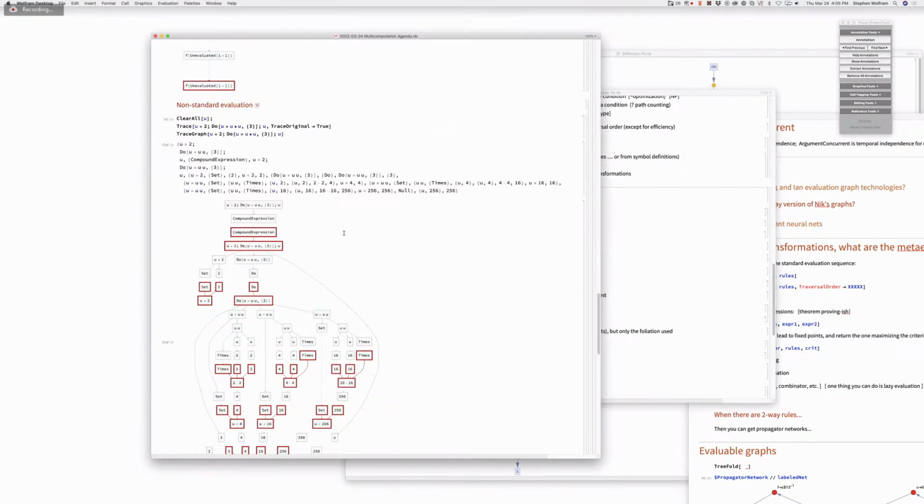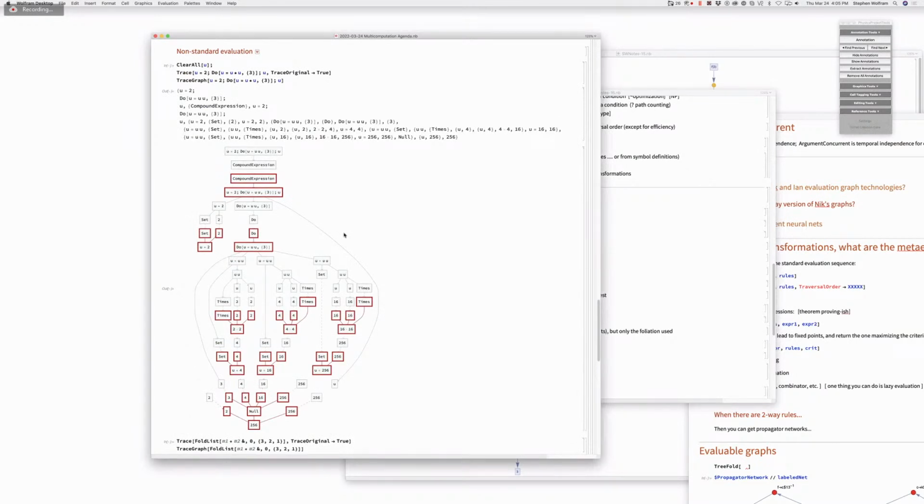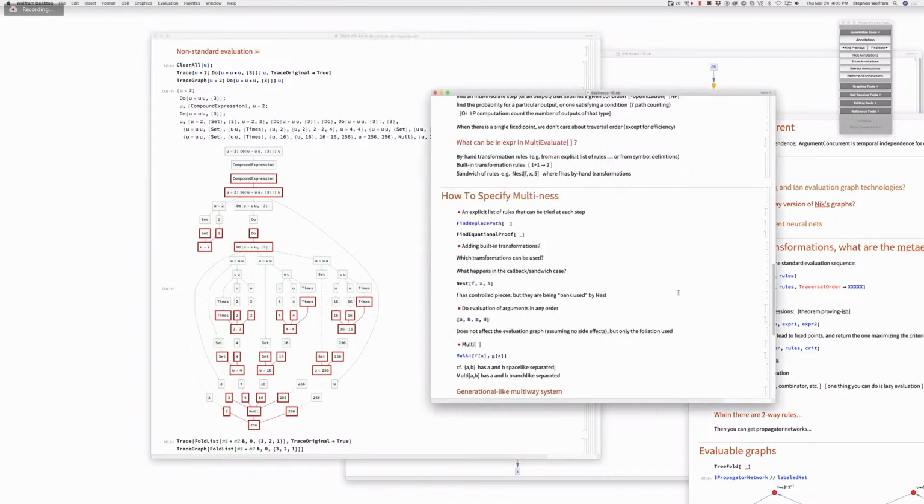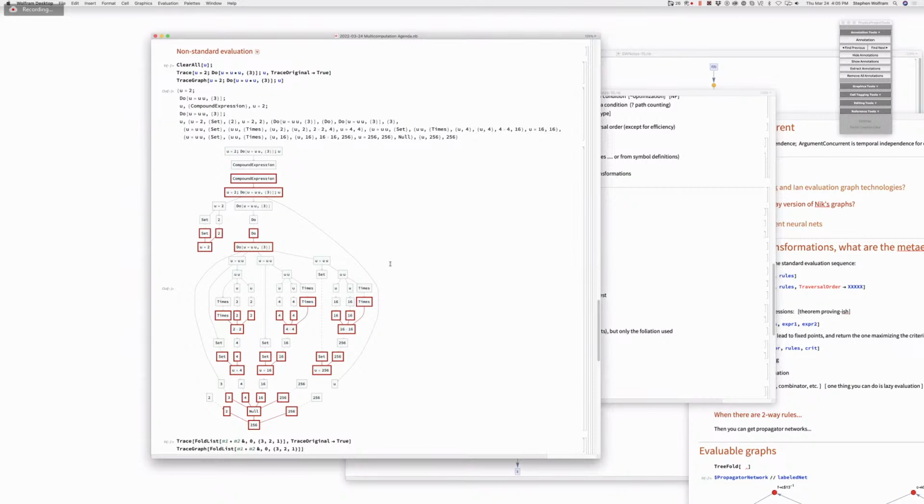What should I be looking at? Well, let's look at non-standard evaluation here. Right. So here we're seeing subsidiary evaluations that are not just traversing the expression that you started with. Okay, that's what I've been calling sandwiches over here, I think. In other words, there's a control of the evaluation that is happening through a built-in function that isn't just defined by a generic multi-way graph.